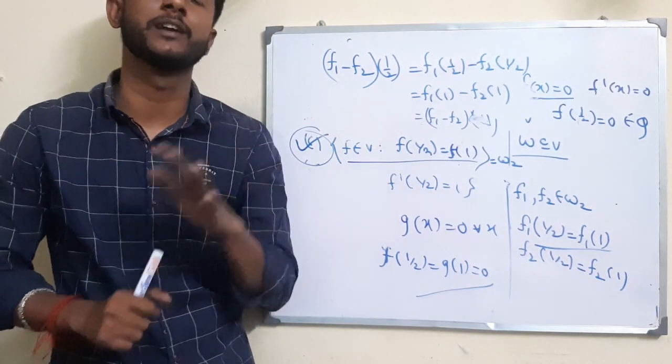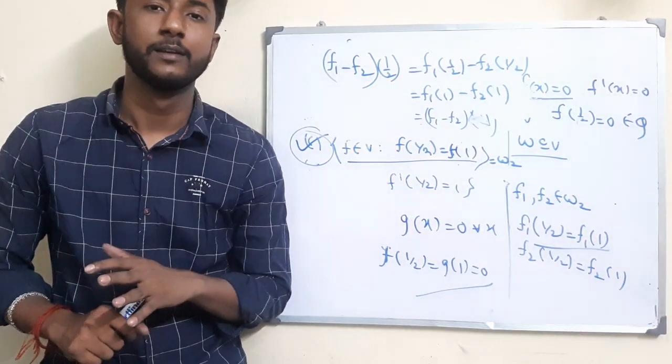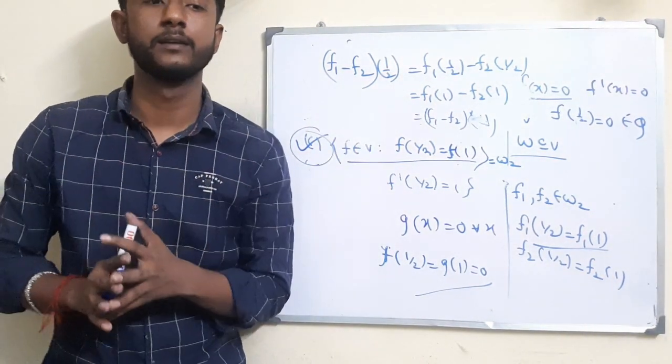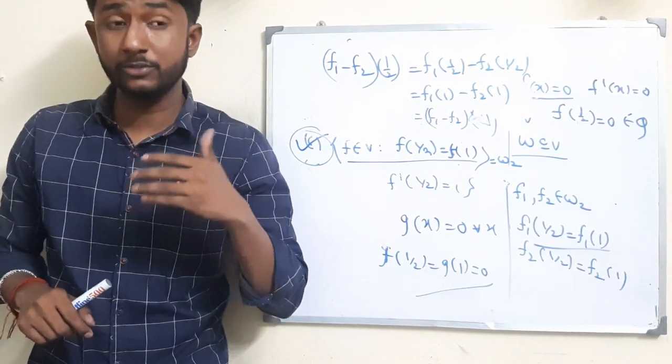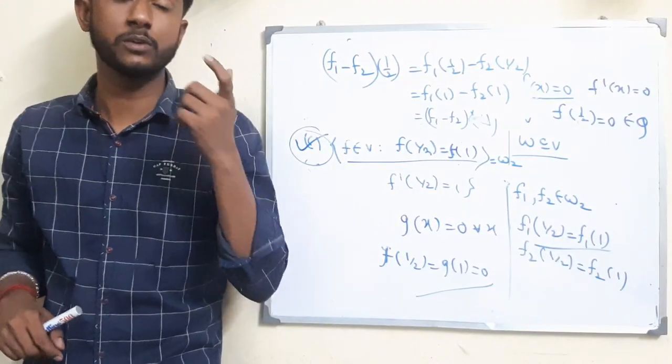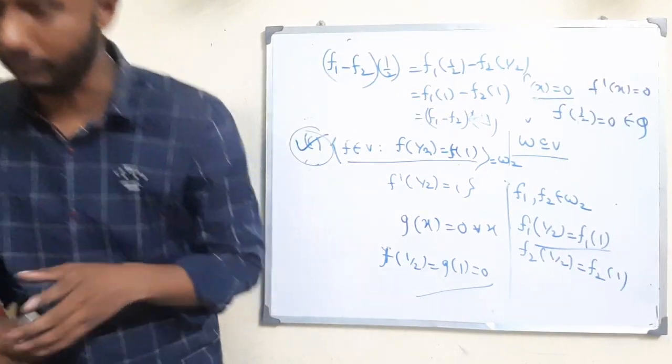ऐसा क्वेश्चन पूछा गया है इस साल के जैम में. So I think these three questions are clear to all of you. Now let's solve the next question. The next question is of 2 marks. Okay, so let's solve it.